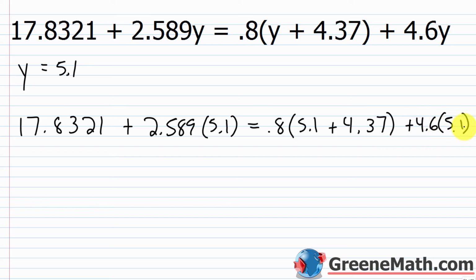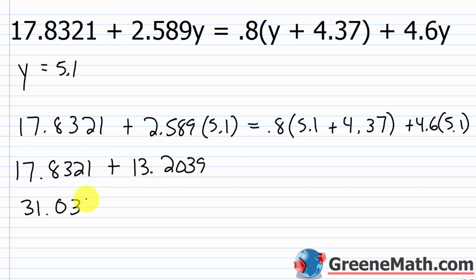So starting on the left, 5.1 times 2.589 is 13.2039. So I'd have 17.8321 plus 13.2039. Now if I add these two, 17.8321 plus 13.2039 is going to give me 31.036.